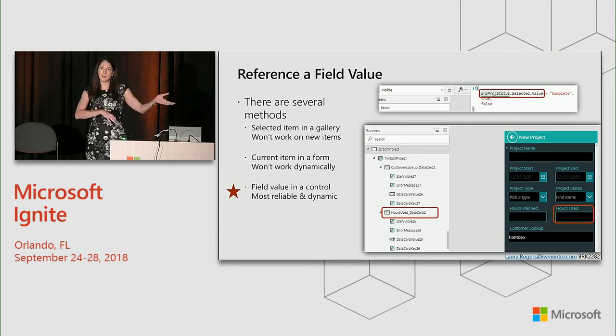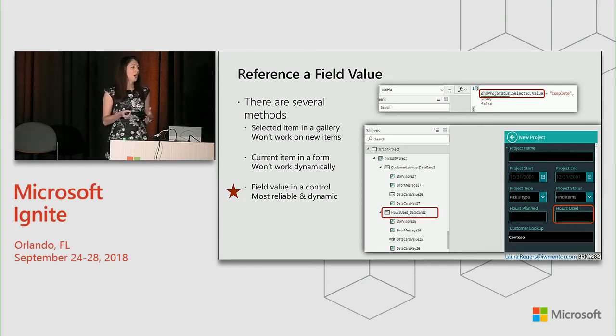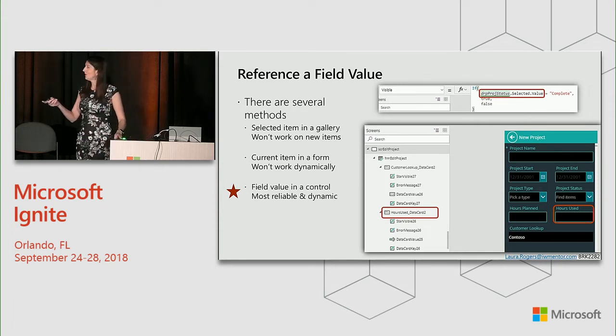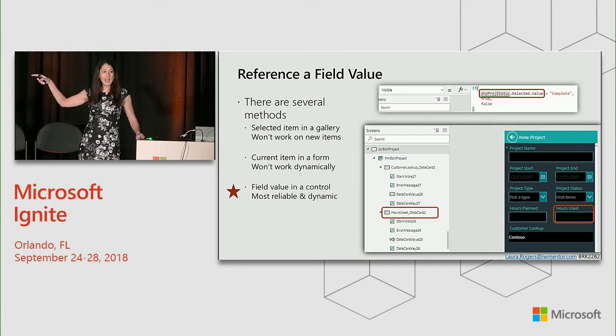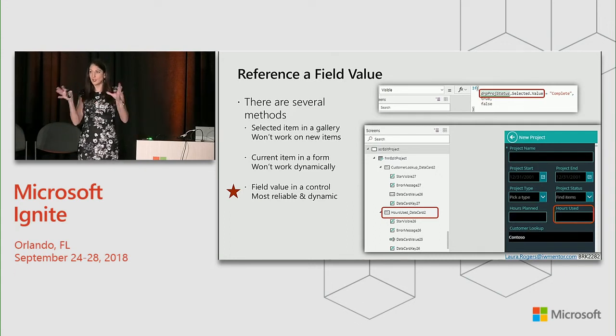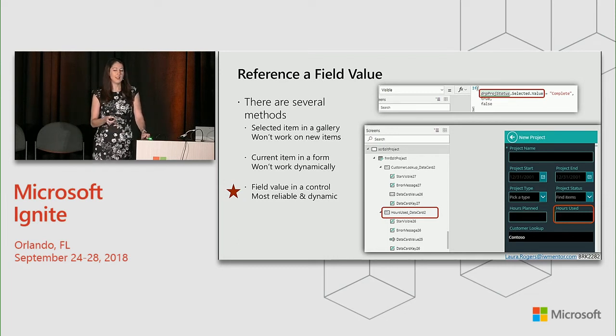If I clicked on it from a gallery, then that's how I'll know what the field values are. I can also reference this item, dot, name of a property, but that doesn't work dynamically. And what a lot of you are going to want is for when I change the project status, things appear and disappear, and it's interactive, right? It's instantaneous. So the field value in a control is the best way to accomplish that.